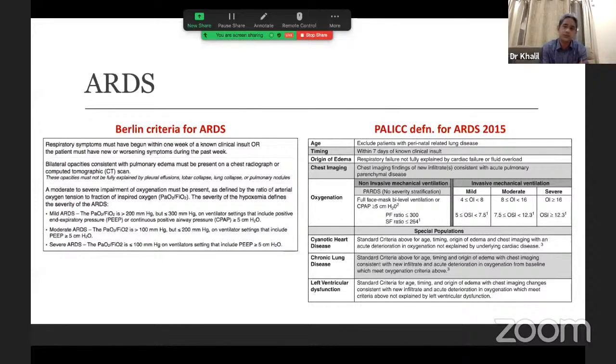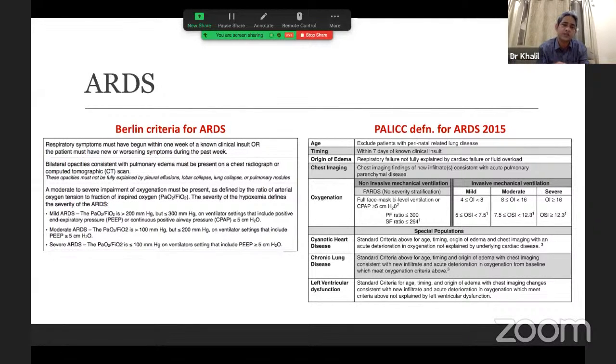Now, the PALICC definition of ARDS takes into account the oxygenation index. The oxygenation index is your mean airway pressure times FiO2 divided by PaO2, times 100. Less than 8 is mild, 8 to 16 is moderate, and more than 16 is severe. As well as the oxygen saturation index. So the difference between the PF ratio and the saturation to FiO2 ratio: here you need not measure the PaO2.